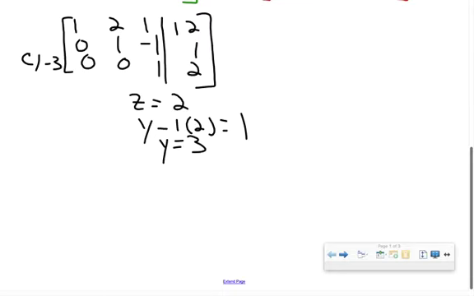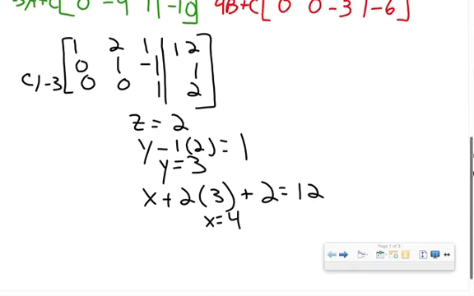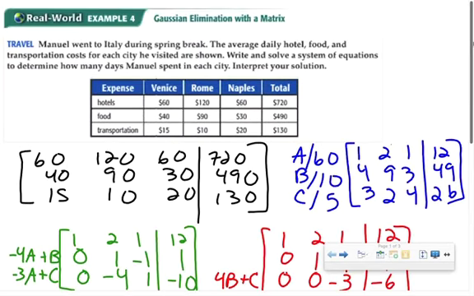In my first equation, in order to solve for x, I have x plus 2 times 3 plus 2 equals 12. So that's x plus 6 plus 2. So that's x plus 8 is 12. So x is 4. And in the context of this problem, my values of the variable are 4, 3, 2, in that order. So that means he spent 4 days in Venice, 3 days in Rome, and 2 days in Naples.